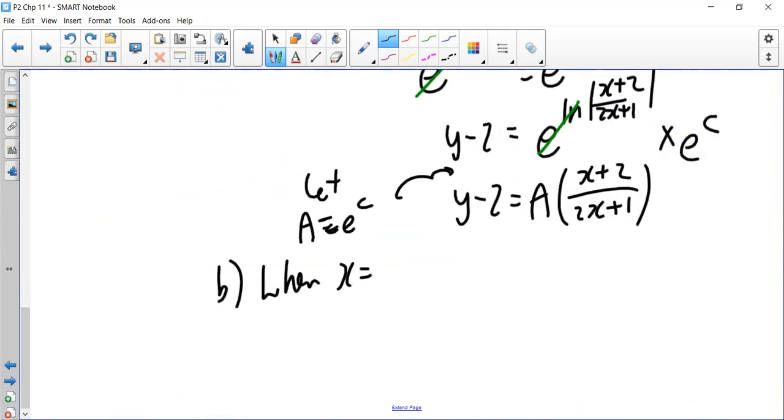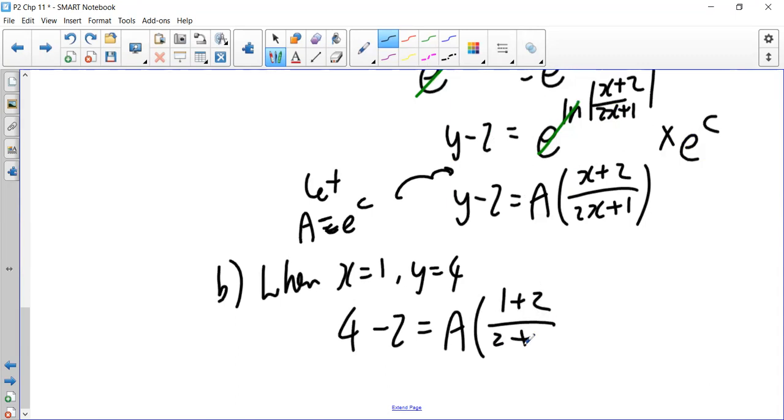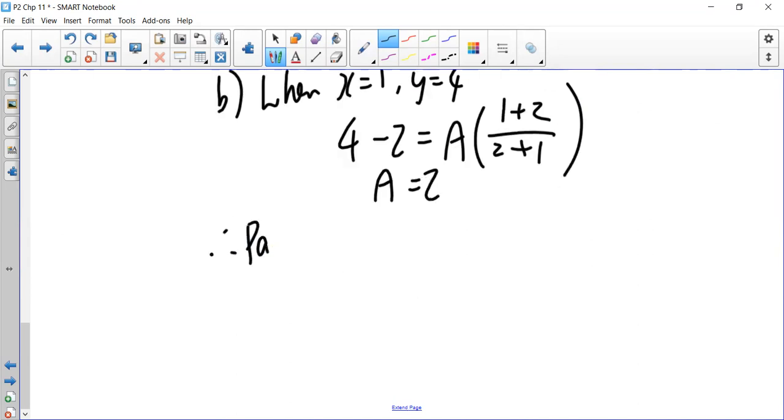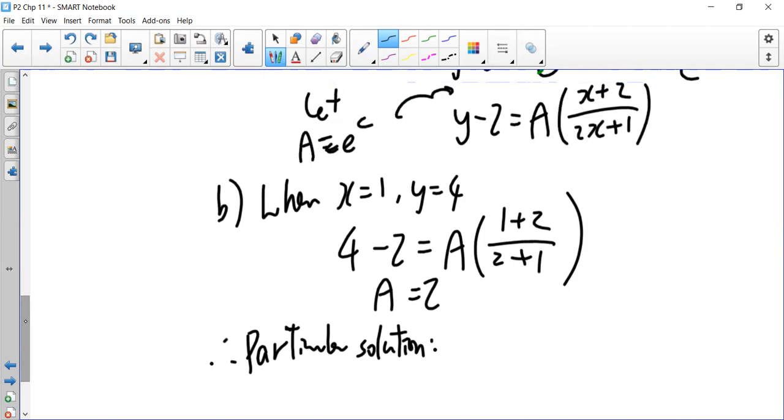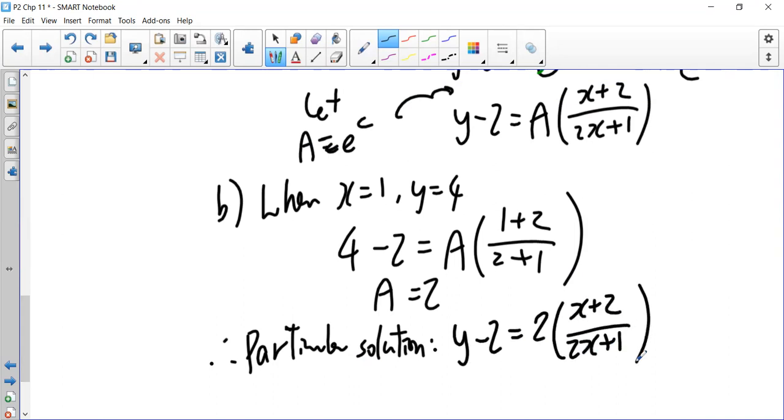When x equals 1, y equals 4, we sub it in. So 4 minus 2 equals a times (1 plus 2) over (2 plus 1). So you should get a equals 2. Therefore, a particular solution is to rewrite the equation: y minus 2 equals a, which is now 2, times (x plus 2) over (2x plus 1). And then you can add the 2 on the right-hand side.